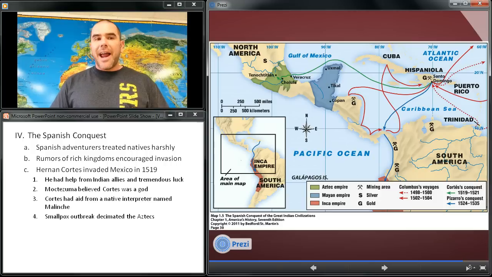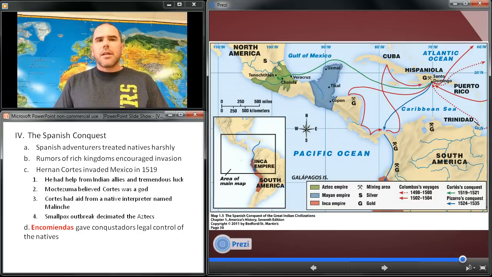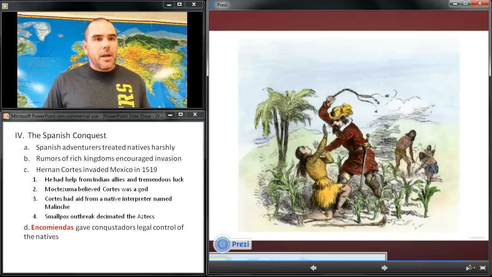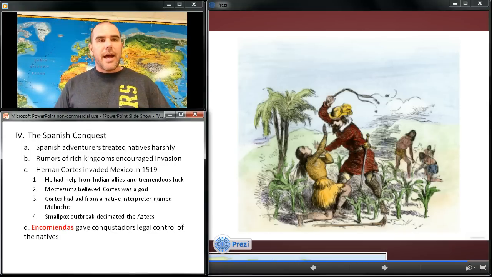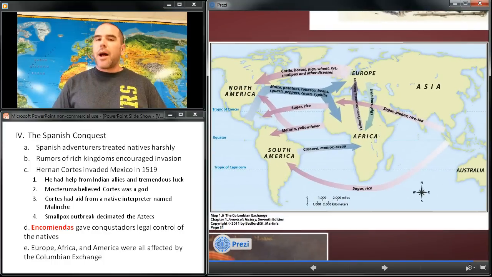The conquistadors remained powerful because they held royal grants, which were called encomiendas, giving them legal control of the native population, principally on plantations and livestock ranches that exported goods to Europe. So these conquistadors had rights given to them by their king to do whatever they wanted to these natives. The Spanish invasion had a significant impact also on life in Europe, as well as the Americas and in Africa, due to a process of transfer known as the Columbian Exchange.